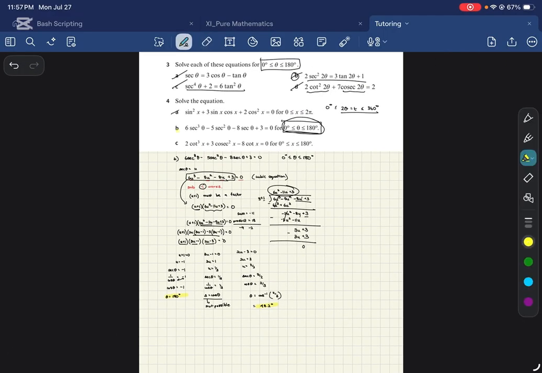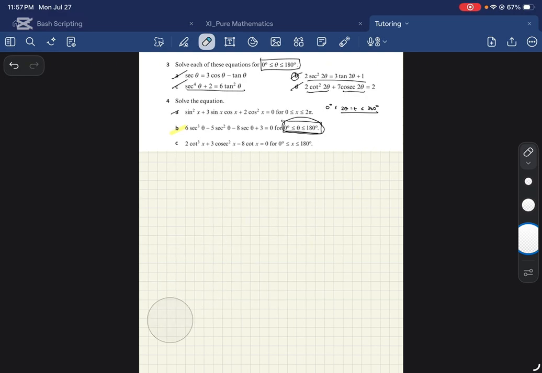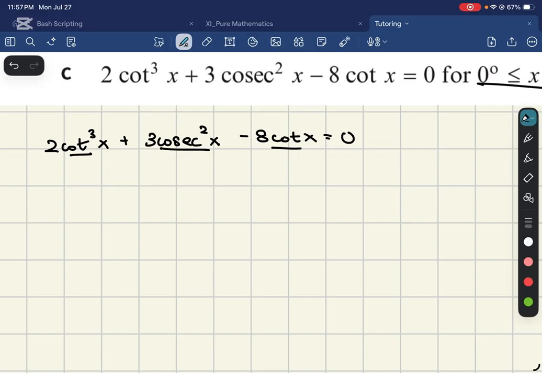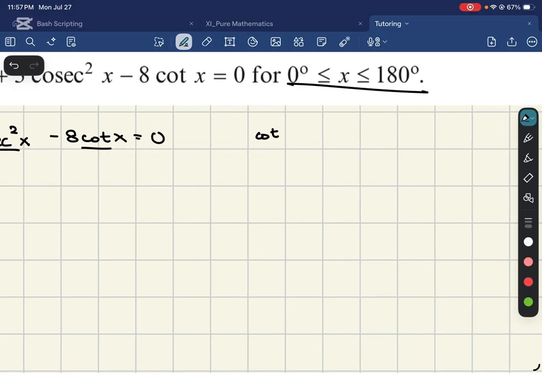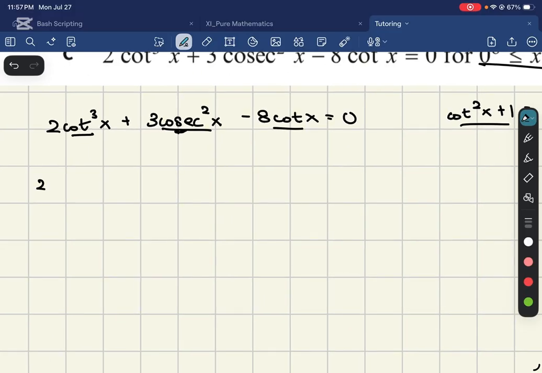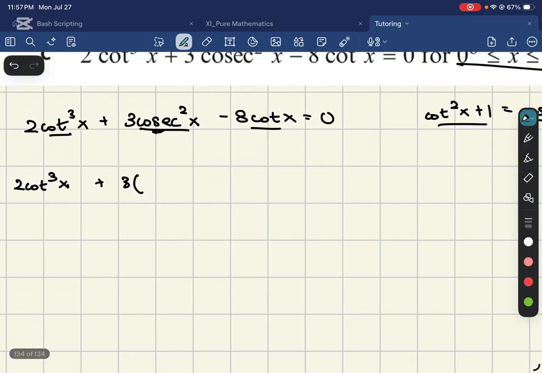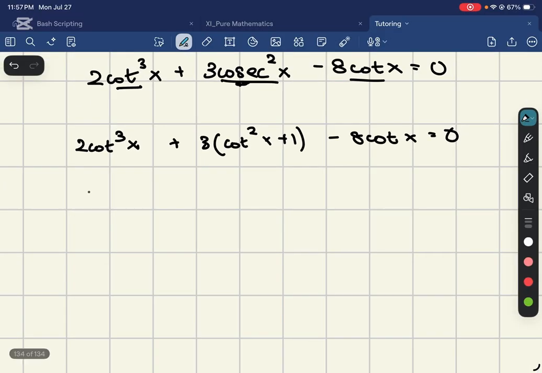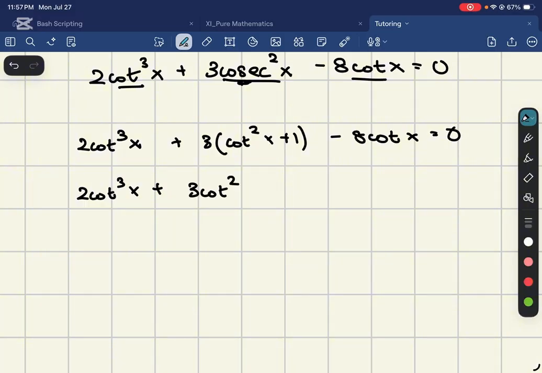Alright, so we are done with part B. Now finally, let's go and do part C. So we have 2 cot cubed x plus 3 cosecant squared x minus 8 cot x is equal to 0. And again, it's the same domain. Alright, so now I know that there is a relationship between cot and cosecant x, and that is as follows. Cot squared x plus 1 is equal to cosecant squared x. So I'm going to substitute this expression here. And that's because I just want to work with one variable, which in this case is cot x. So cot squared x plus 1 minus 8 cot x. Alright, so I get that expression, right? And if you simplify, you get 2 cot cubed x plus 3 cot squared x minus 8 cot x plus 3 equals 0. Once you simplify everything.